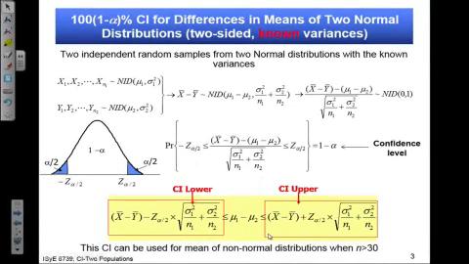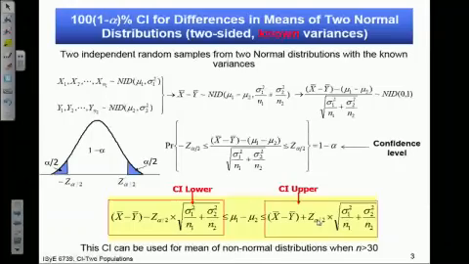As you can see, X bar and Y bar are the averages of the samples, so they are known. Z alpha over 2 is from the table. Sigma 1 and sigma 2, we assume they are known. N1 and N2 are the sample sizes. When N1 and N2 are greater than 30, we can use this for non-normal distributions as well. Any questions? Is it clear?